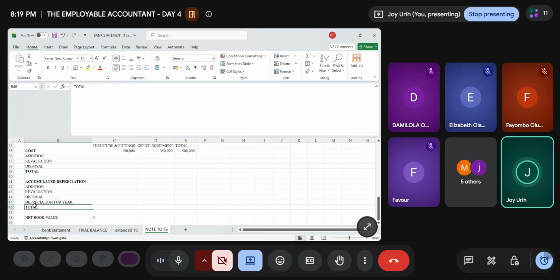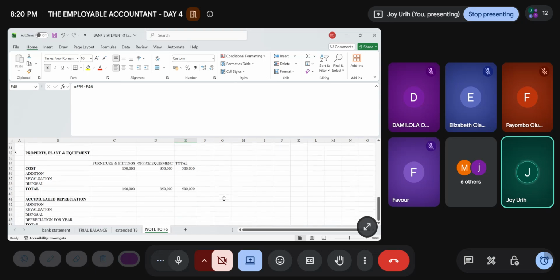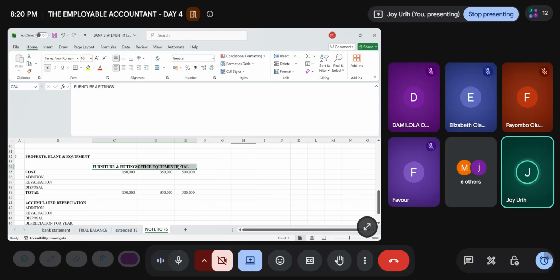We are going to populate this table soon, but for now, let's leave it as this, because we are going to bring in our depreciation charge for the year. We will come back to this aspect again. At the end of the day, the figure in this column is what we'll take to our statement of financial position. So we'll come back to this schedule again.